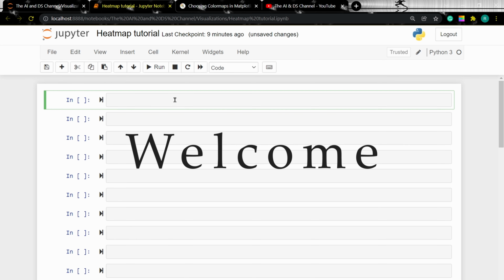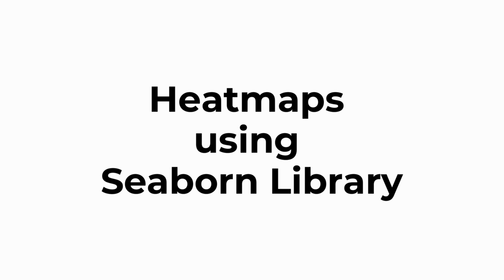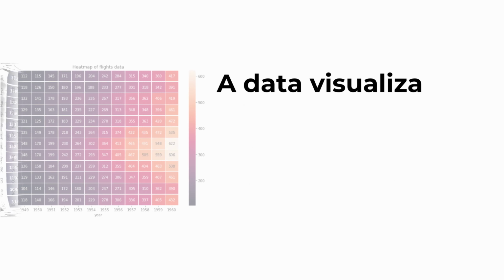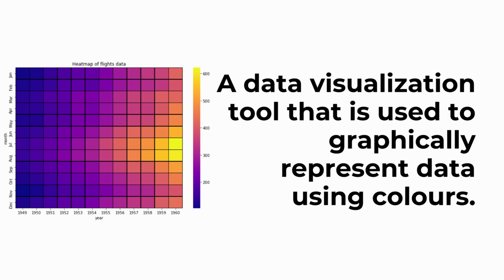In today's video, we will look at creating and customizing heat maps using the Seaborn library. But what is a heat map? A heat map is a data visualization tool that is used to graphically represent the magnitude of data using colors. This helps identify values easily from a given set of data.